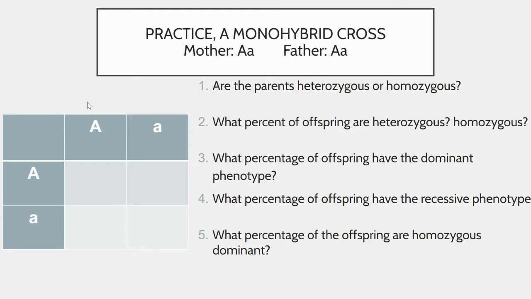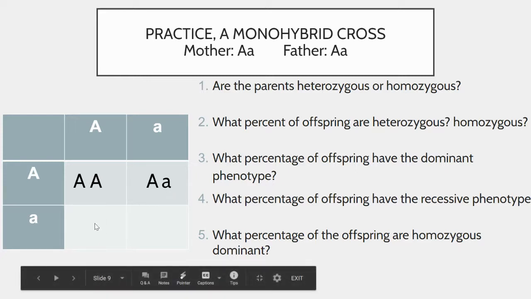So let's watch how that happens. I'm going to start with this first box. The mother passes a big A and the father passes a big A to that offspring. That offspring would be big A, big A, or homozygous dominant, and they would have the dominant trait. In this square, we have little a from the mom, we have big A from the dad, and this individual is big A, little a. They are heterozygous, and they would show the dominant trait.